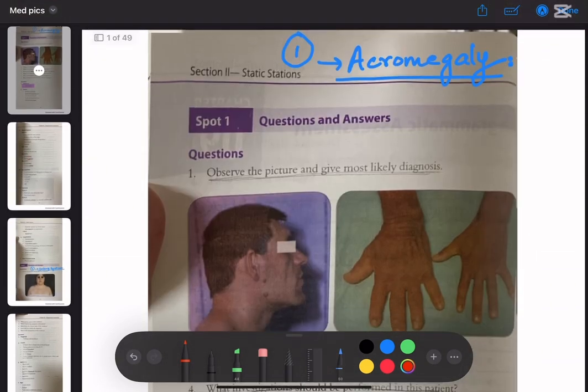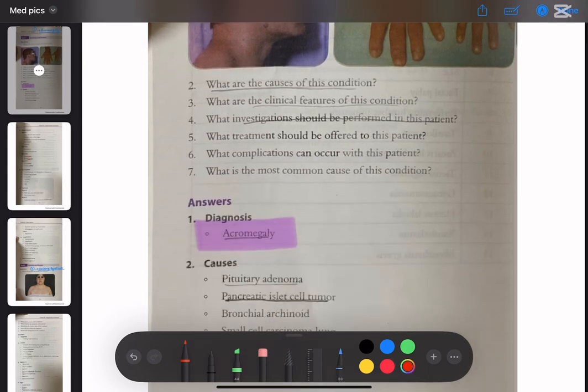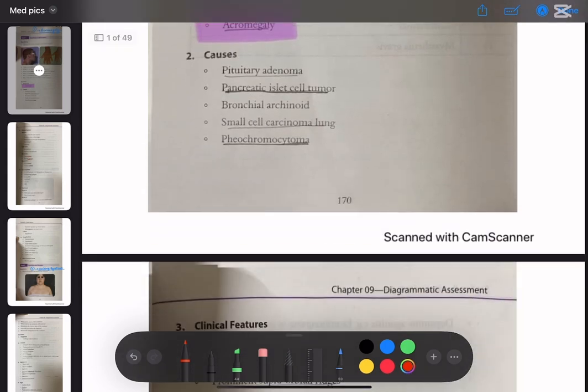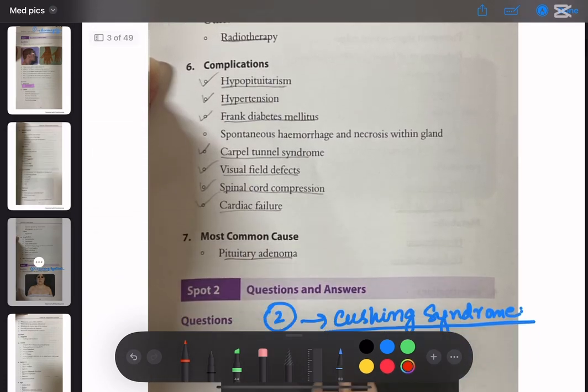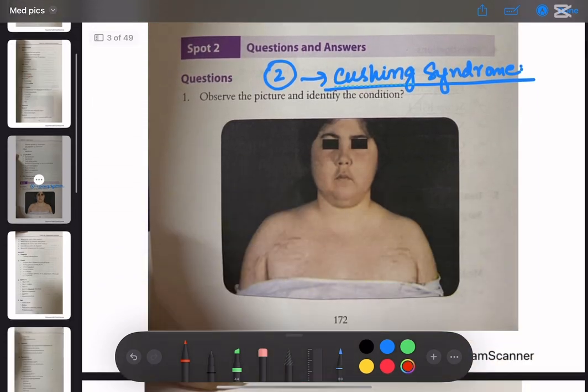So these are the acromegaly questions and answers. What is the diagnosis? What are the causes? What are the clinical features? What are the investigations? And what are the treatment options for acromegaly? This is the second picture, which is of Cushing syndrome.